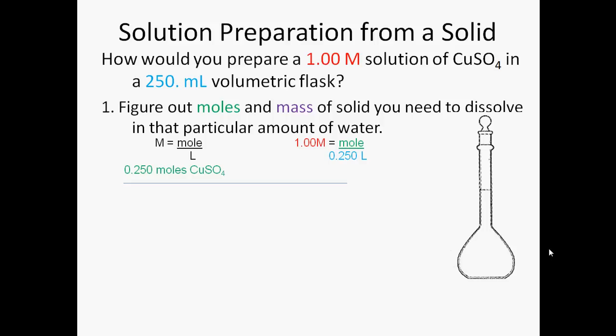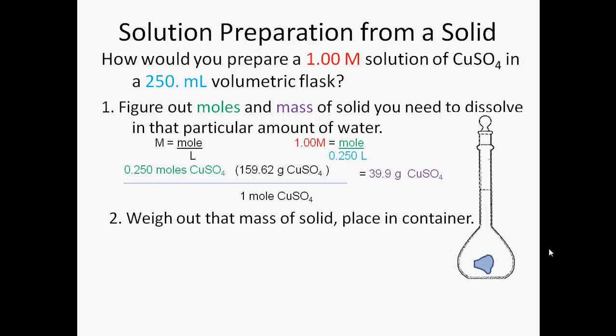So I start with my 0.250 moles. And I set up my conversion factor, moles on bottom, grams on top, and I fill in the molar mass from the periodic table, which for copper 2 sulfate happens to be 159.62 grams per mole. So I multiply that out, and I determine that I must need 39.9 grams of copper 2 sulfate. That is something that I can easily measure out using my electronic balance.